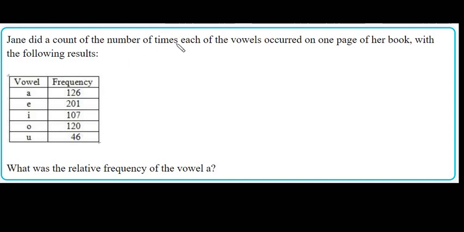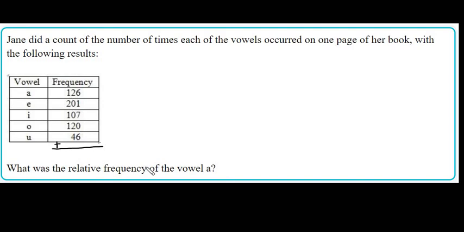Jane did a count of the number of times each of the vowels occurred on one page of her book, with the following results. As you see in all these examples, we have an experiment. So here, Jane is counting the number of vowels on one page of her book. She counted 126 times A, 201 times E, 107 times I, 120 times O, and 46 times U. So when you add these frequencies, because the total is not given here, you have to find it on your own if it is not given.